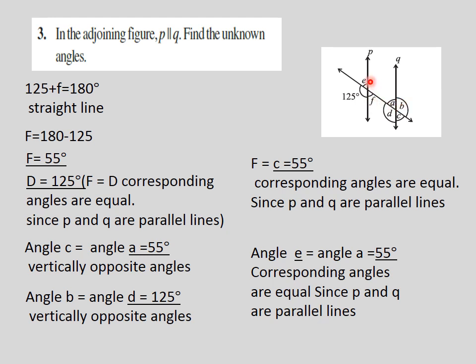Okay. So, we have already found all the angles. F is 55, and hence C is 55. D is 125 because this angle is 125. So, C is 55, therefore A is 55, and D is 125, therefore B is 125, and E and A are equal. So, the A value is 55.